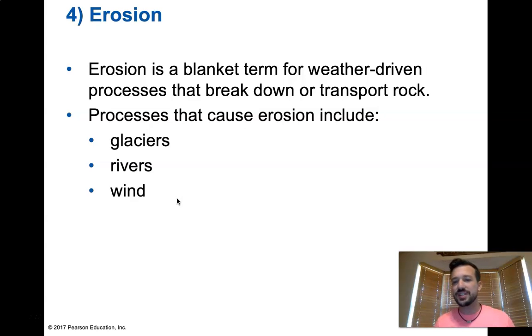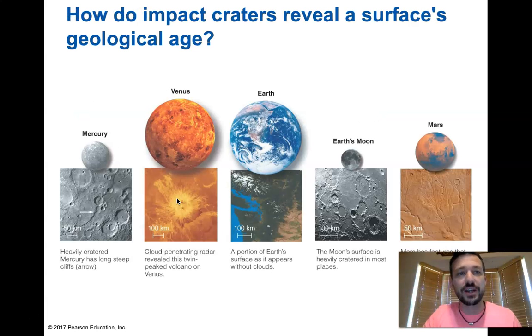The last one, erosion. Erosion is just a blanket term, like they say there, a blanket term for weathering. Weathering comes from different things: you've got wind, you've got rivers, you've got ice, a bunch of different things that could erode. We'll talk more about how this weathering occurs in, I believe, 9.3.